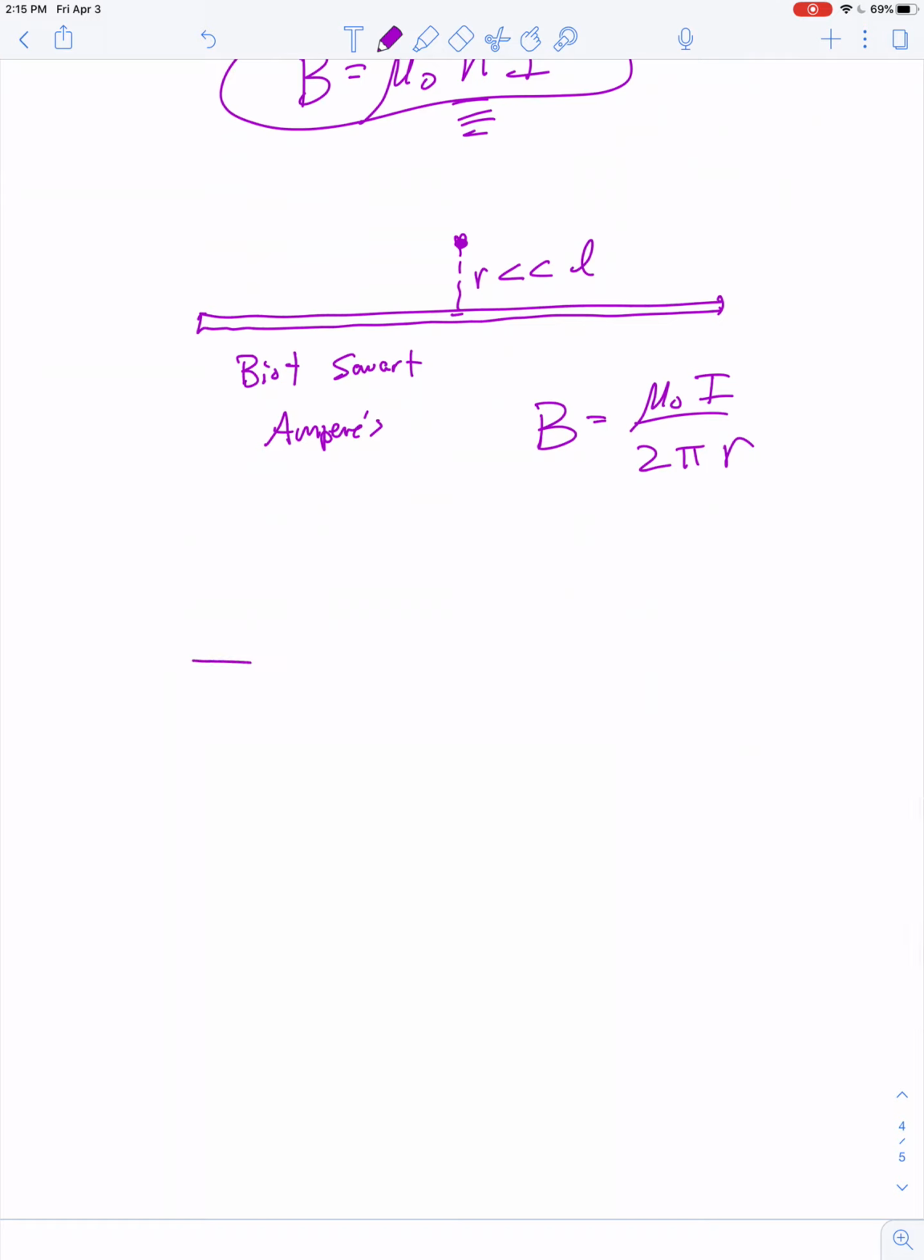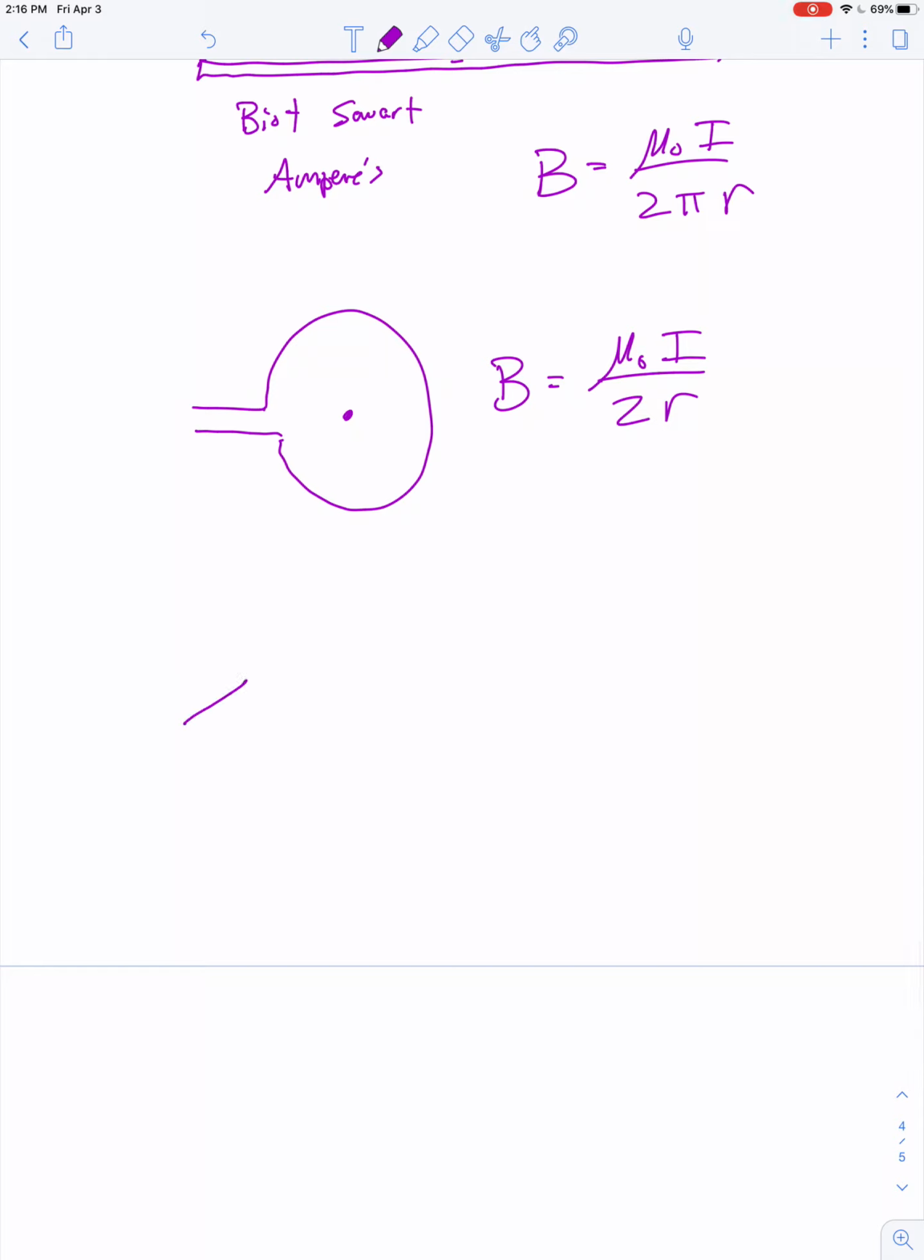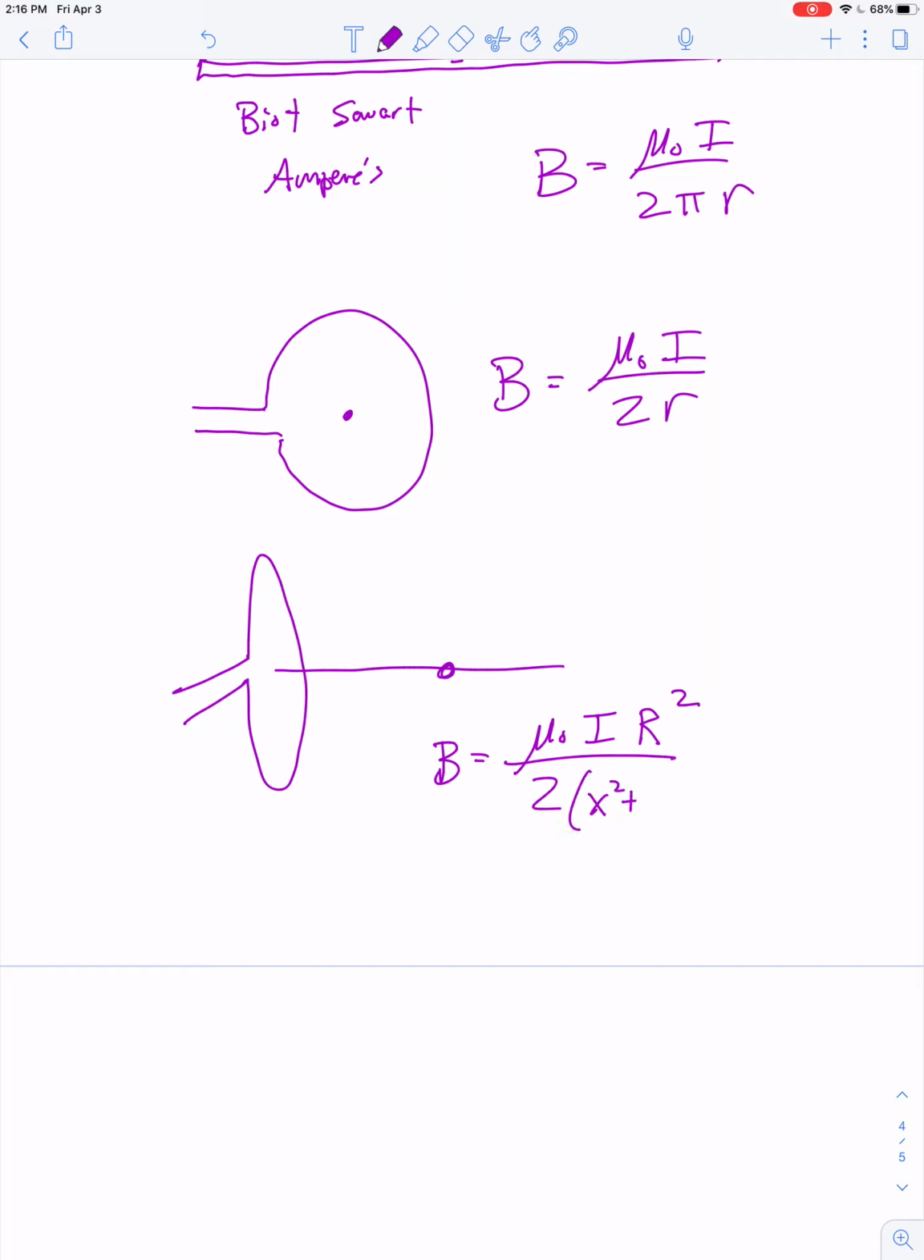We used the law of Biot-Savart to find the magnetic field at the center of a single loop of wire, and we found that B equals mu naught I over 2r. Then we turned that loop on its side, and we found the magnetic field at this point is equal to mu naught I times r squared divided by 2 times x squared plus r squared to the 3/2 power.